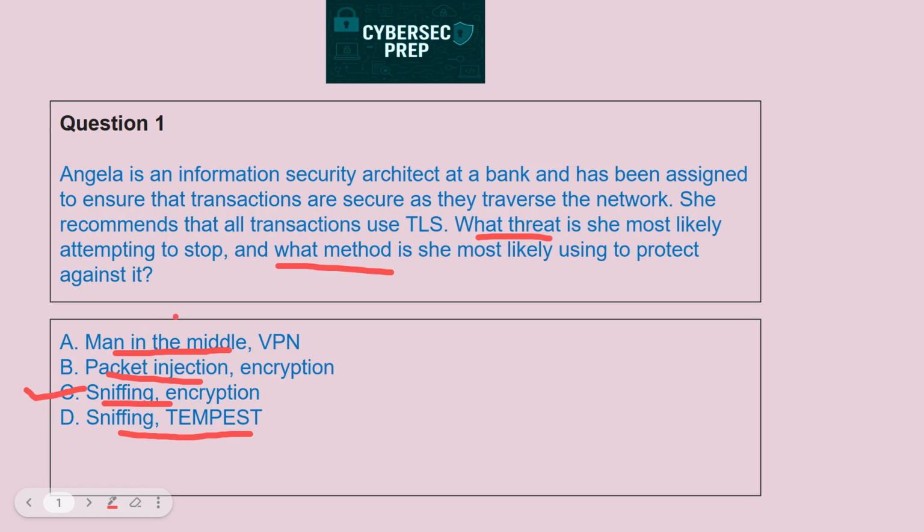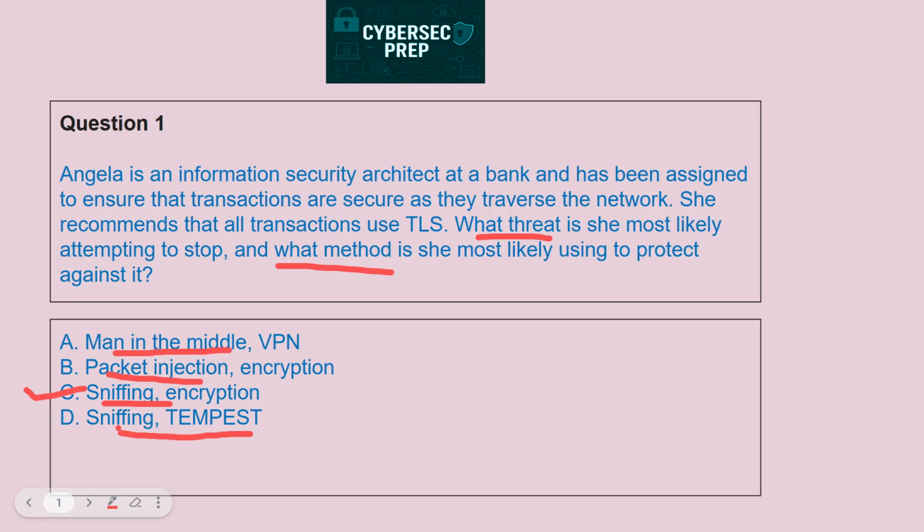While packet injection attack and man in the middle attacks are possible, they are far less likely to occur. And if a VPN were used, it would be used to provide the encryption, right? So option A and option B are not the best answers so far, right? Let's move on to option D now to see whether that is also equally true or not.